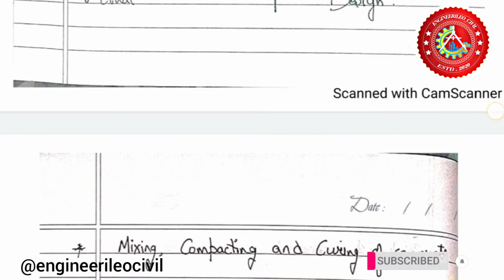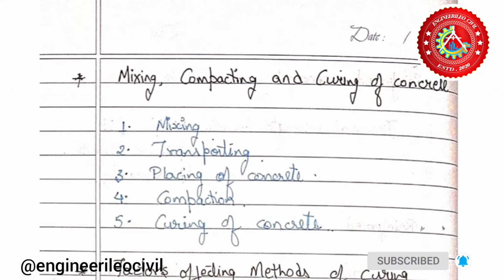Moving forward to the next topic, it is mixing, compacting, and curing of concrete. So let's study the procedure. The first is mixing. First, we have to mix the sand and cement in appropriate proportions in dry state. Then add coarse aggregate and, with the help of a shovel, mix the whole mixture thoroughly. Then add water. The above procedure is called hand mixing.